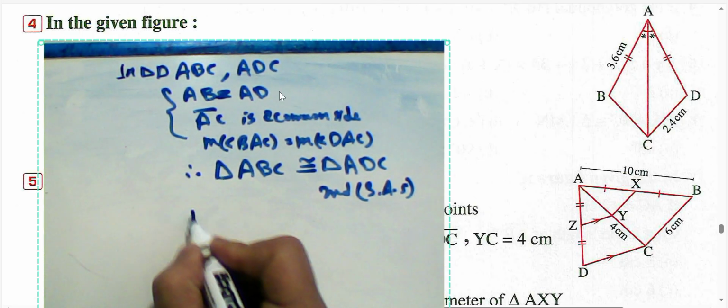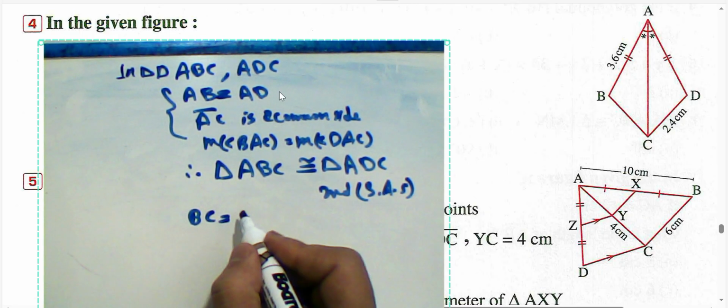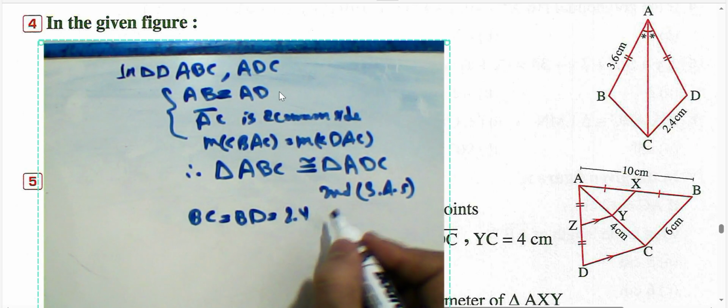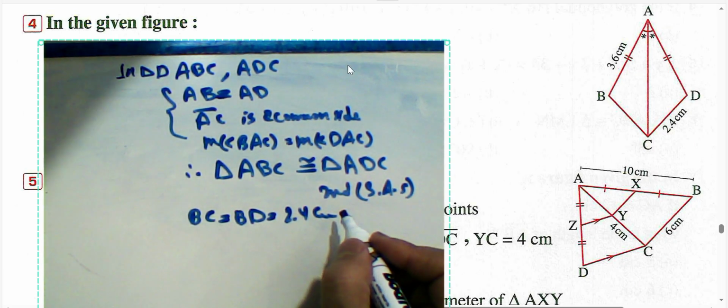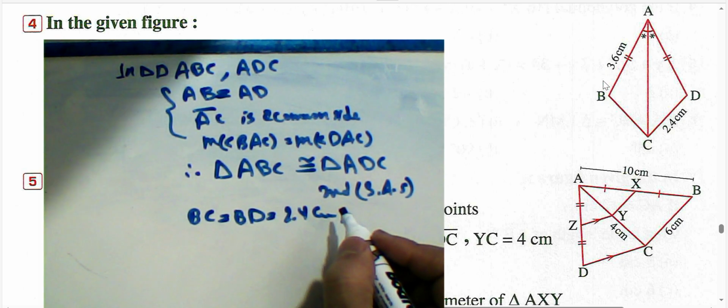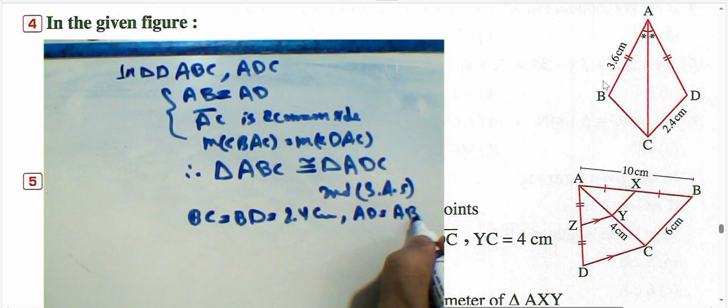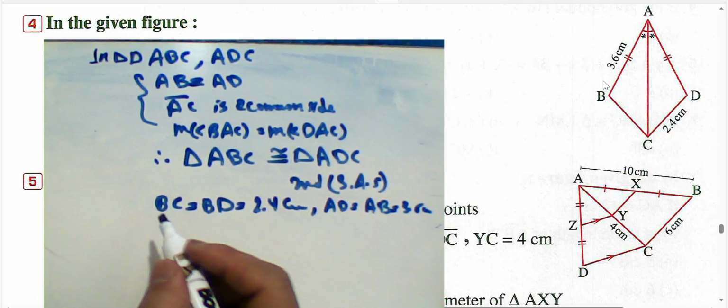Then we can prove that BC is equivalent to BD, which is 2.4 centimeters. And also the length of ED is equivalent to AB, which equals 3.6 centimeters. Now I will find the perimeter of this triangle.